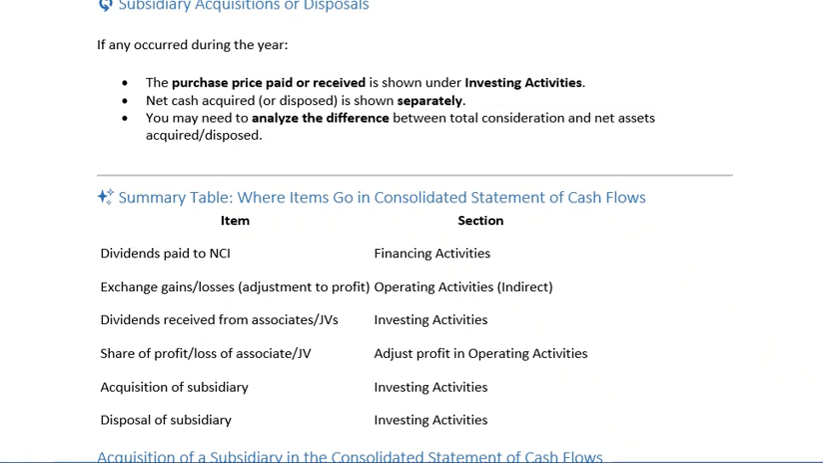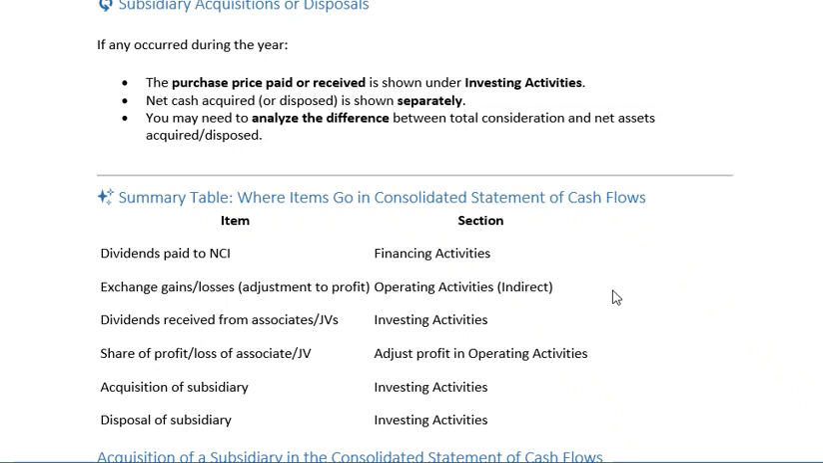It is not our own finance. It is their own finance. It is not our own investment. It is their investment. So their investment is a finance to us. They invested in our company. I hope that makes sense. So that is it. Then also, exchange gain or loss is adjusted for in the operating activities under indirect method.